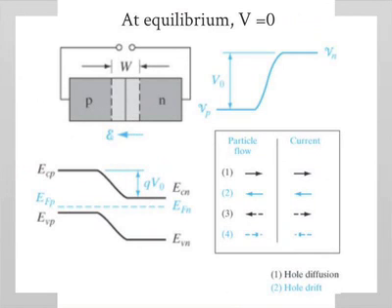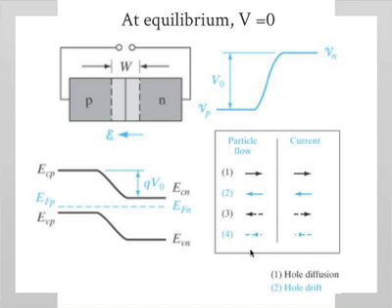Equilibrium, just to review, at V equals 0, we have some depletion region. The potential on the P side is different from the potential on the N side by a contact potential V0. The energy bands are bent like that, so the electrons have a barrier going this way, the holes have a barrier going this way. The Fermi level is constant throughout the material. Okay, pretty straightforward so far.